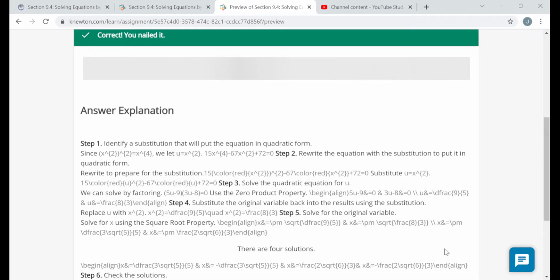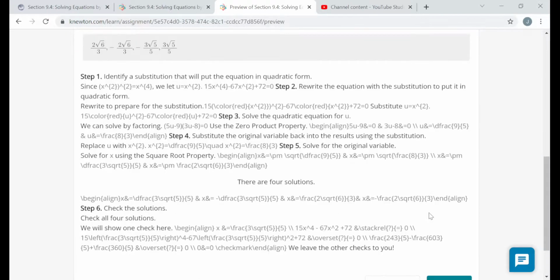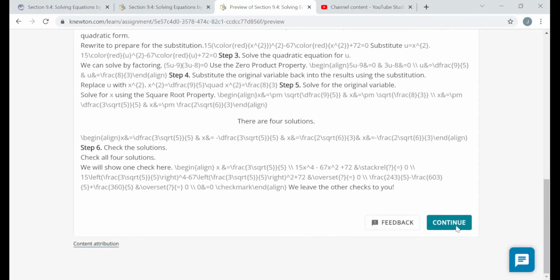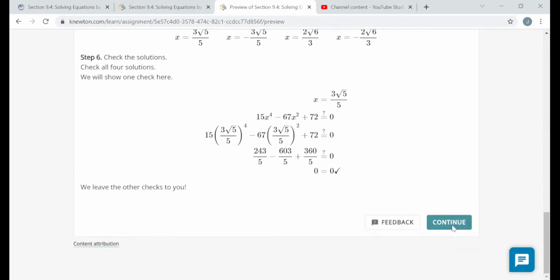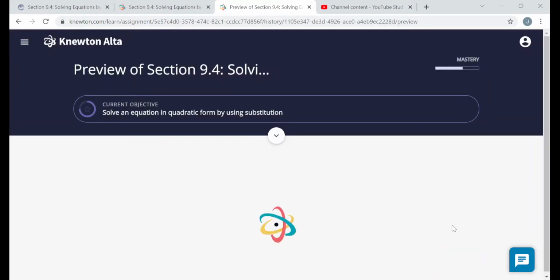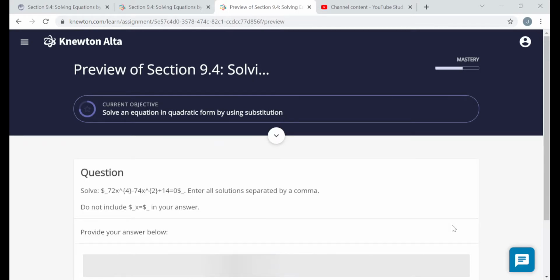Same steps every time. All these equations in this section, in this assignment, I am following the same procedure. So next question, same procedure. Another one with a 4th power and a 2nd power. Very similar, so let's write this out and come back to it.